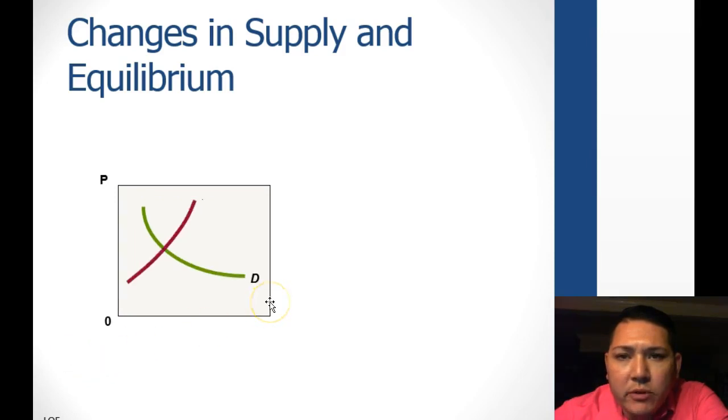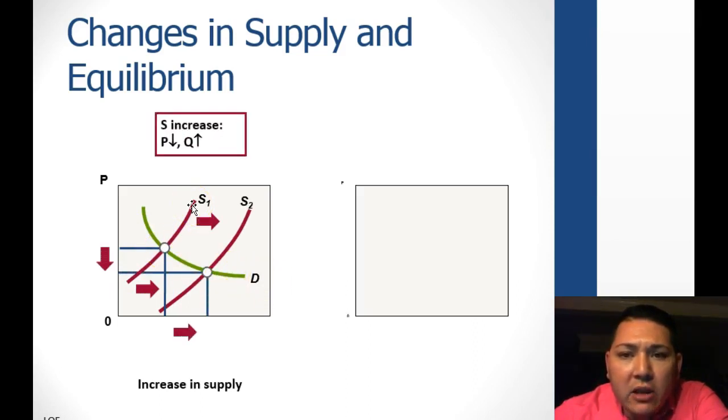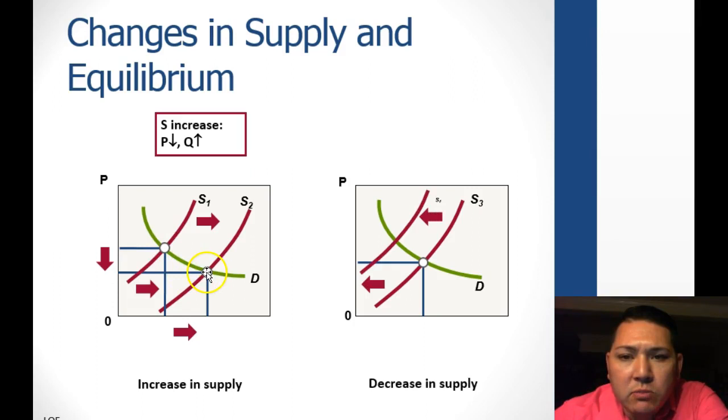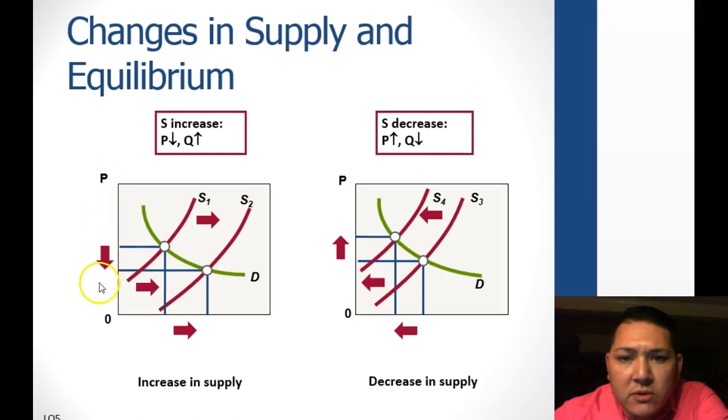Now, the same thing can happen with changes in supply. We have our supply and demand curves here and some equilibrium point. If supply increases, there's a shift to the right. What happens to the point where the two lines meet? Well, it shifts down and to the right. If it shifts down, it means the price goes down. If it shifts to the right, it means quantity is increased.